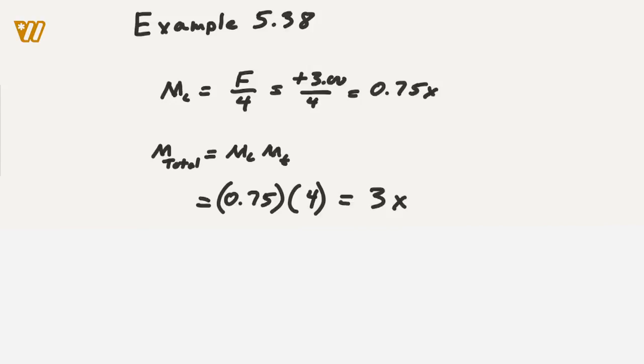So +3 divided by 4 gives us 0.75 magnification. And then our total magnification is just going to be our reading cap magnification times the telescope magnification, which is going to give us 3x as the total magnification for this setup.